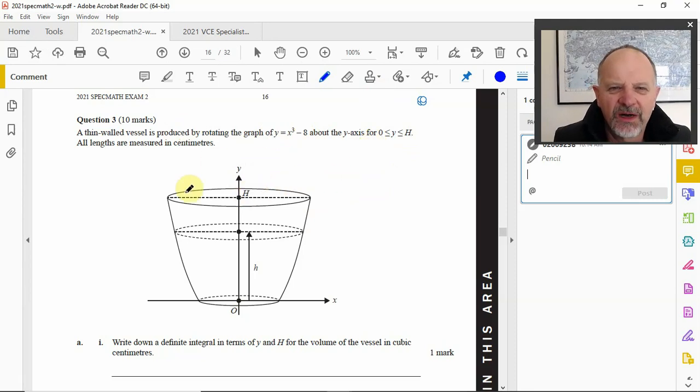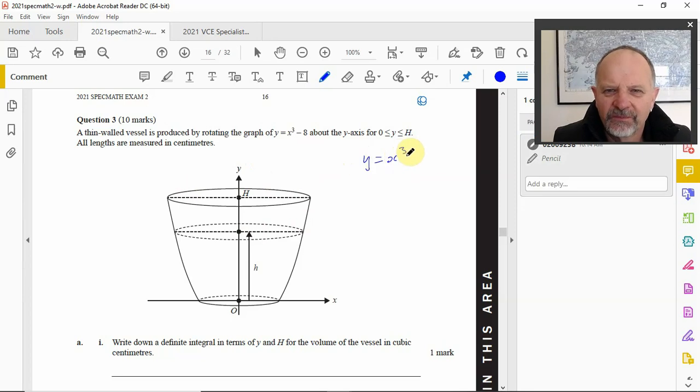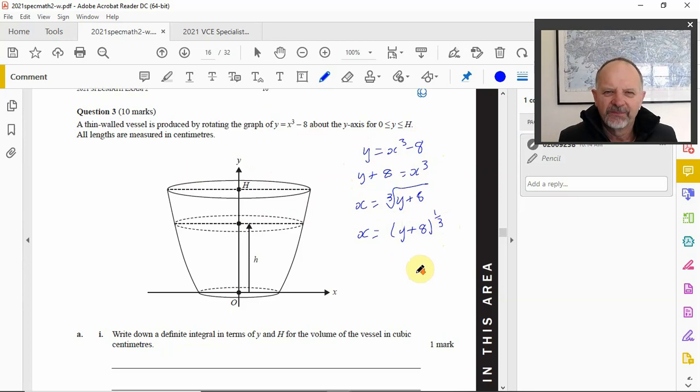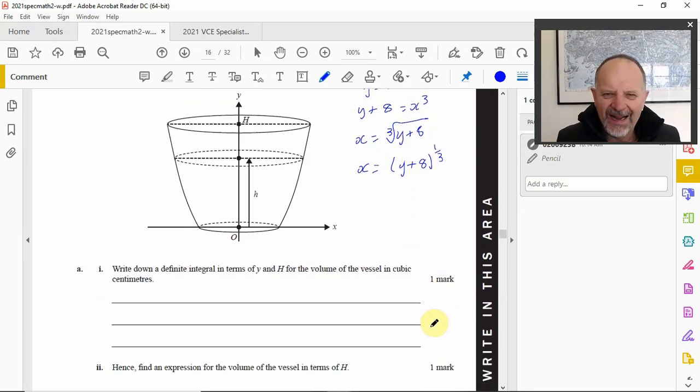Now, because we're rotating around the y-axis, we need our equation in terms of x equals. So when we do that, then cube root, and then of course we need it in index form. So y plus 8 to the 1/3. All right, so then we've got to write down our integral in terms of y and h for our volume.